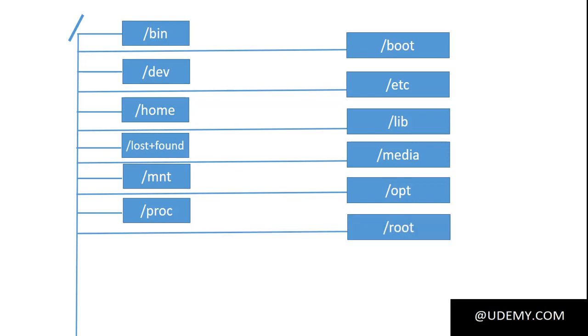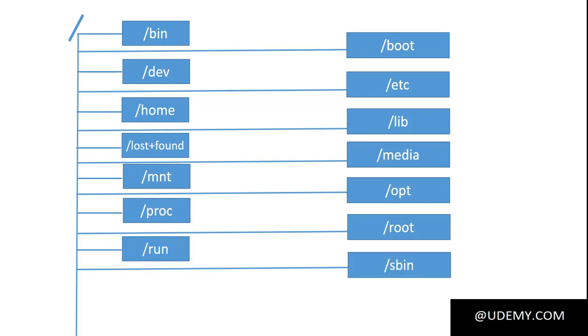/root is the home directory of the root user. Don't get confused with the / directory. / and /root are two different things. / is the parent directory for all these directories, and /root is the home directory of the user root. If you are working as root, then /root is set as your default directory. /run is a temporary file system and was recently introduced.